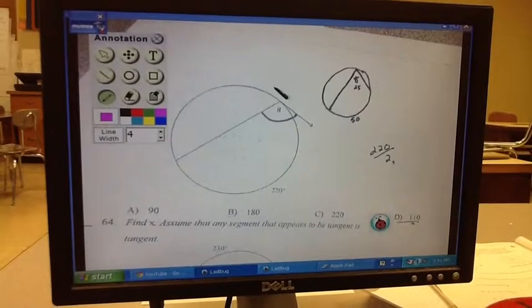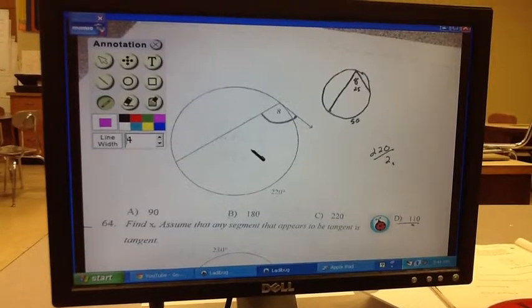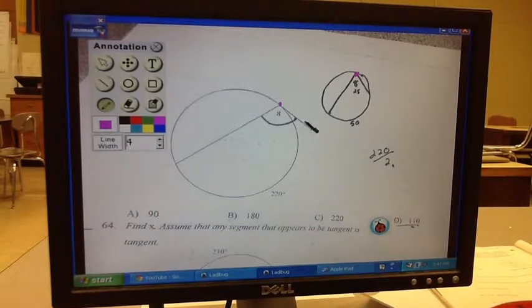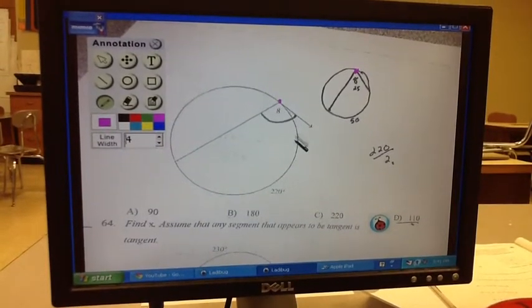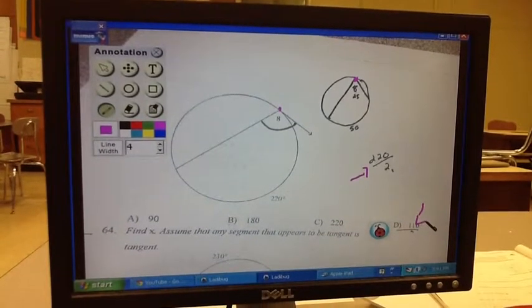We are on question 63, trying to find angle 8. We're still on the outside of the circle. Remember, just as if we were on the outside here, we're on the outside here, even though that angle kind of exceeds outside the circle. All I do is take the arc length and divide by 2, so 220 divided by 2 is 110.